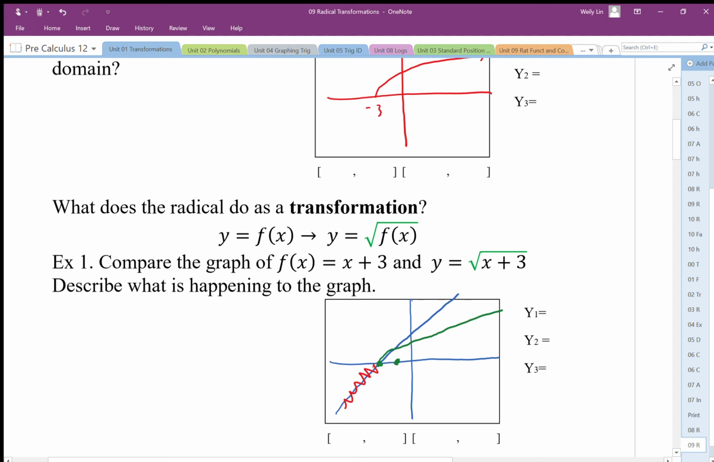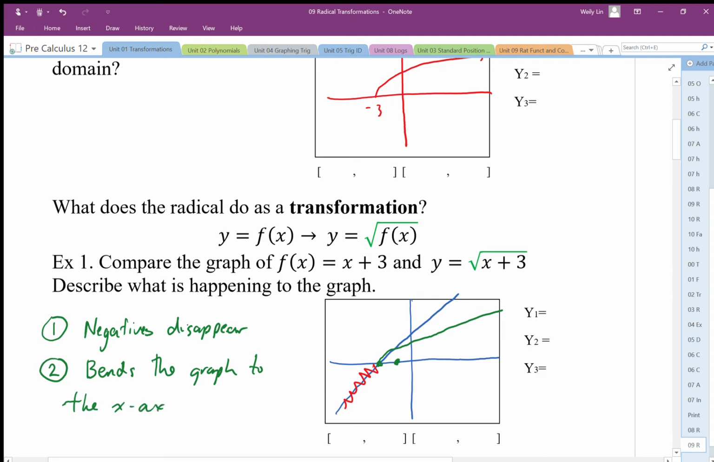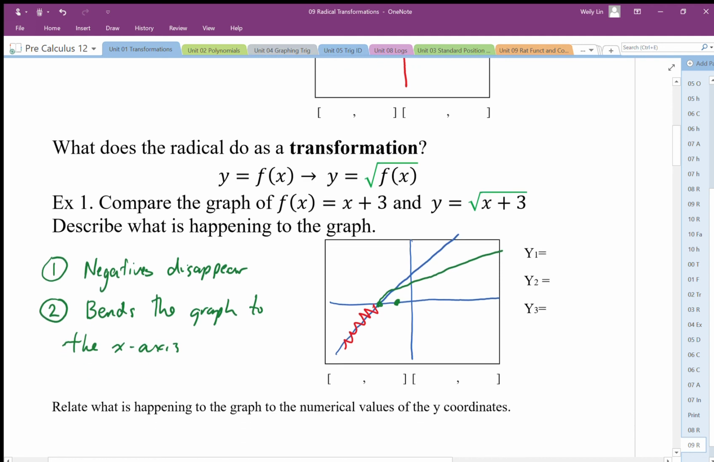So two things happen. Okay? When we talk about square root as a transformation, two things happen. First of all, the negatives disappear. Okay, and the reason why is because we cannot square root negatives. Secondly, the square root bends the graph down, bends the graph to the x-axis. Okay, so those two things are the ways we relate what's happening with square root as a transformation.